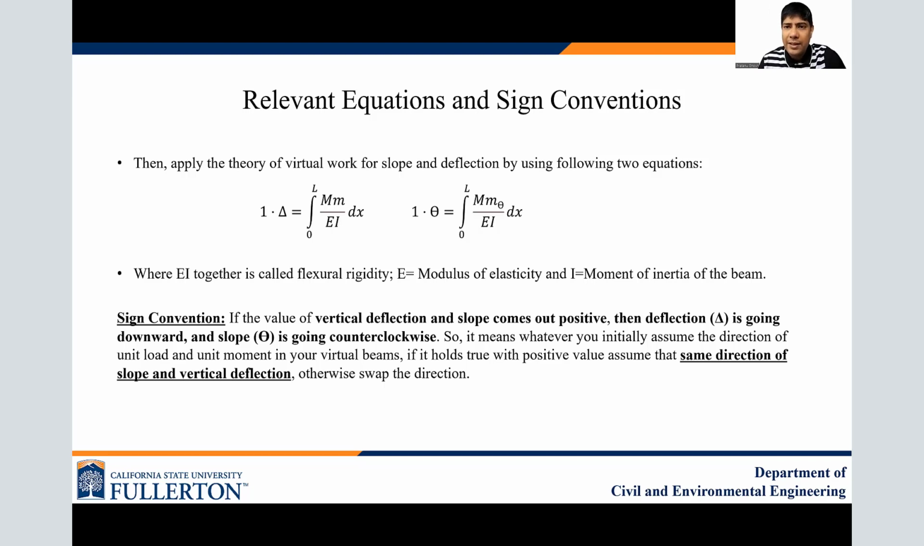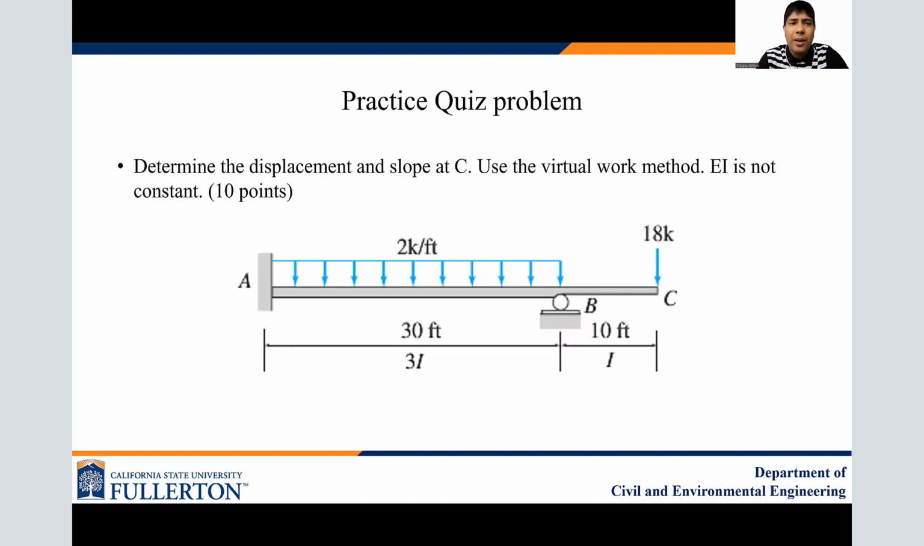So let's go through the example problem, and then you will have your practice quiz problem that I'm showing here. After the example problem, you will have your homework practice quiz problem. This is to determine the displacement and slope at point C using virtual work for 2 spans. EI is not constant, as you see here. We have 3I for the first span, and the other span is I. Just keep in mind, when you have 2 spans, you have to use 2 integrations. Basically, you have 2 cuts, within AB and within BC. In the example, we'll do 1 cut, but in your practice quiz problem, you will have 2 cuts.